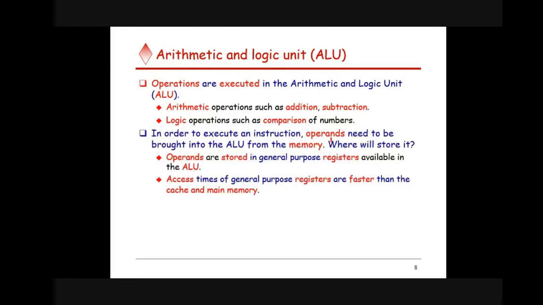In order to execute an instruction, operands need to be brought into the ALU from the memory. So where will they be stored? Operands are taken from the main memory to your ALU and stored inside the registers. Operands are stored in general purpose registers available in the ALU. There are two advantages: one is easy access, and the second is that access time is reduced. Access times of general purpose registers are faster than cache and main memory.